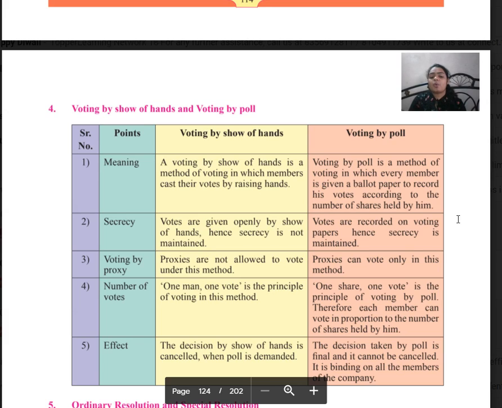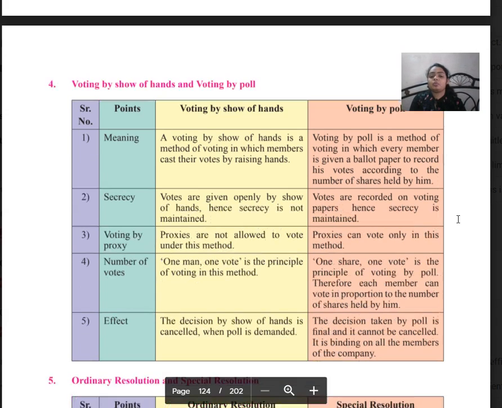Number of votes: one man one vote is the principle of voting in show of hands. One share one vote is the principle of voting by poll. Therefore each member can vote in proportion to the number of shares held by him. Effect: the decision by a show of hands is cancelled when a poll is demanded. The decision taken by poll is final and it cannot be cancelled. It is binding on all the members of the company. So this is about voting.